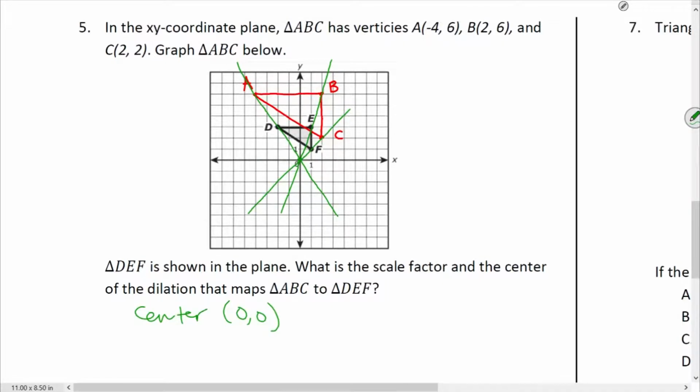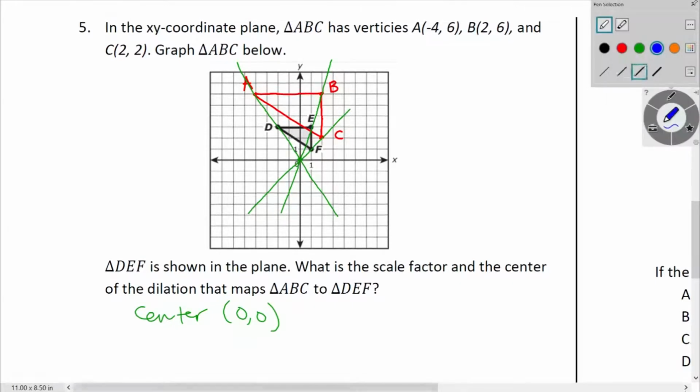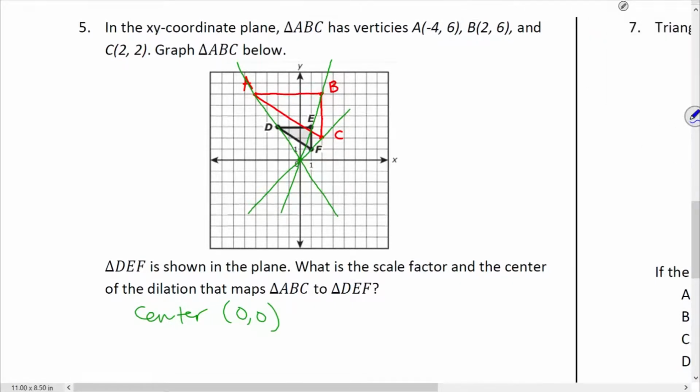Okay. Now, to find the scale factor, you can really do any corresponding length or coordinate. And what you'll always do is you'll look at the image, something in the image, over something in the pre-image. The important thing to know is it's always image over pre-image. Okay, so for example, I can look at lengths. Okay, this length right here in the image is 4, and the corresponding length in the pre-image is 2. And so I can look at 4 over 2 and see that the scale factor is a scale factor of 2.